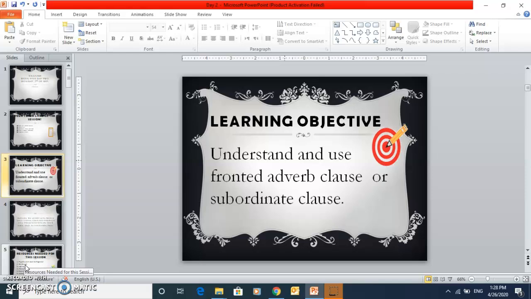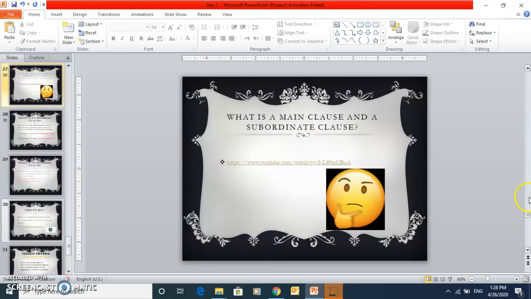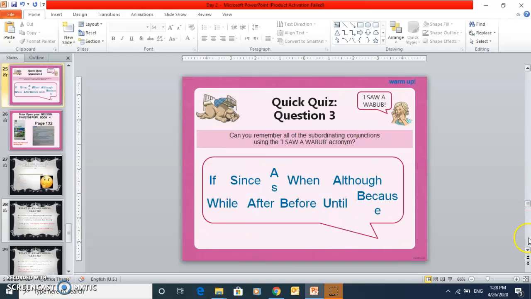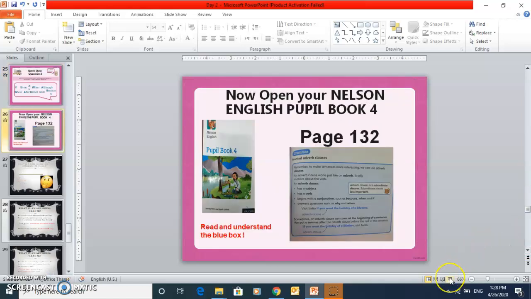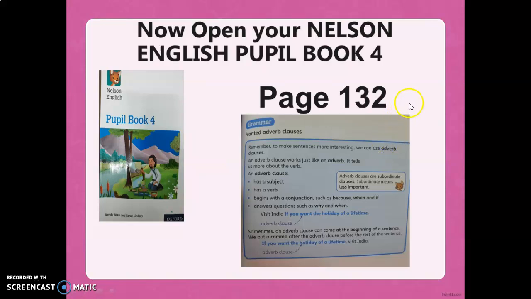Today is our grammar lesson. You need to understand and use fronted adverb clauses, or subordinate clauses. Let's see. Today's lesson is on page 132, and it's about fronted adverb clauses. Let's find out what that is.